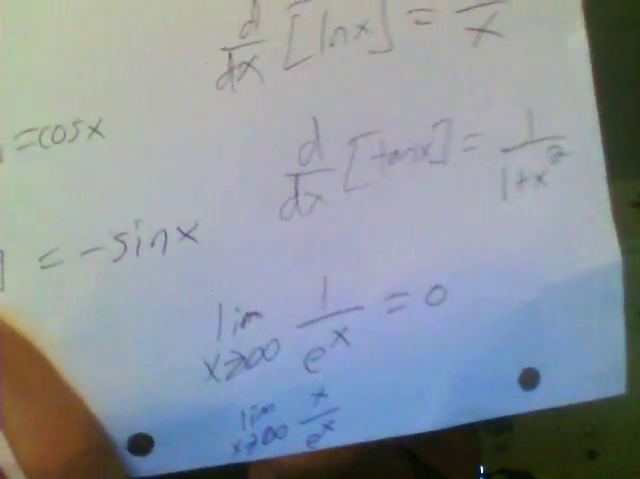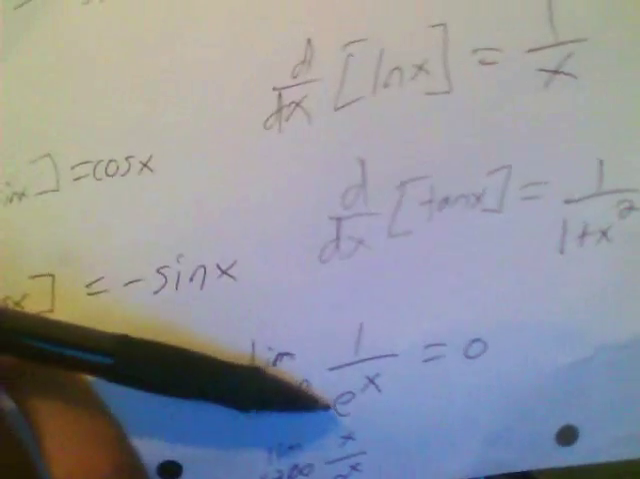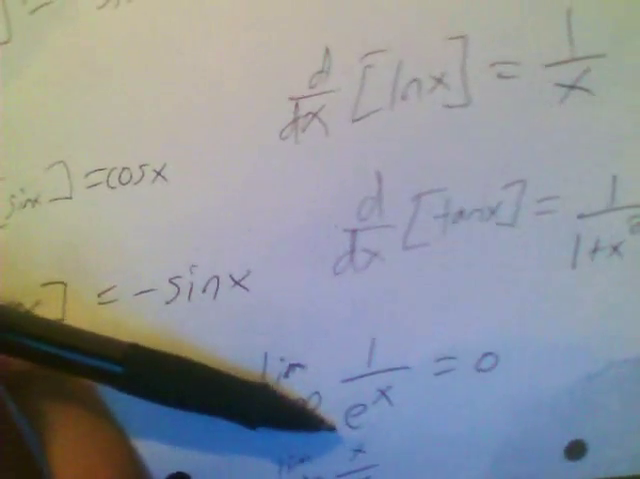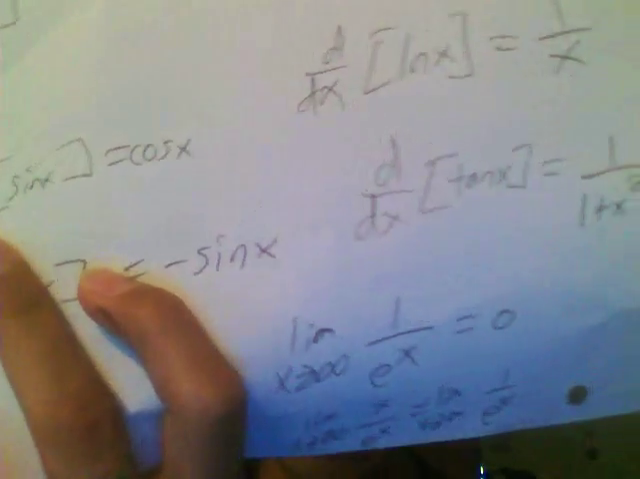Now let's do the limit as x approaches infinity of x over e to the x. Here, you can do L'Hopital's rule, or just know that e to the x goes much higher to infinity than just x, so this would also be equal to 0. But just to show L'Hopital's rule works, the limit as x approaches infinity of 1 over e to the x, because the derivative of e to the x is e to the x.